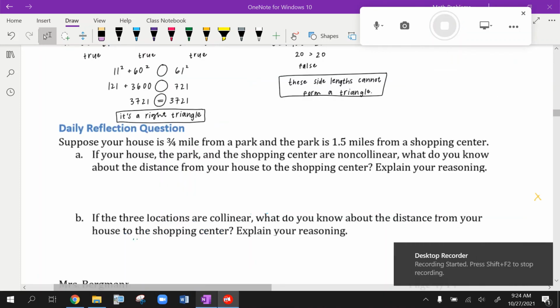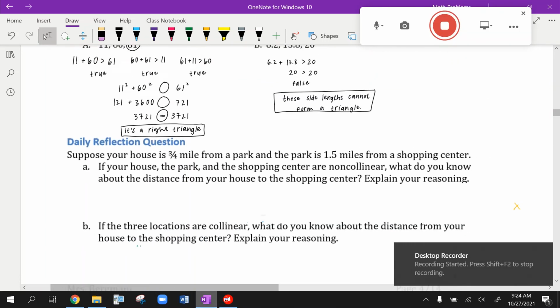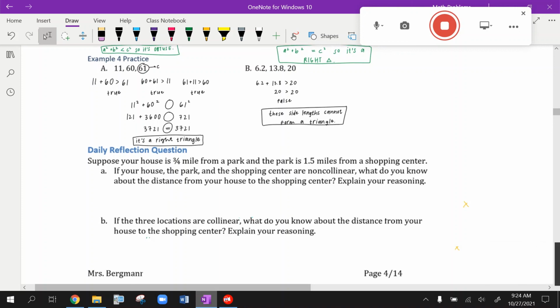All right, finally, for your reflection question today, after you check those answers, I want you to read this problem, see if you can determine how far is your house to the shopping center, and explain your reasoning.